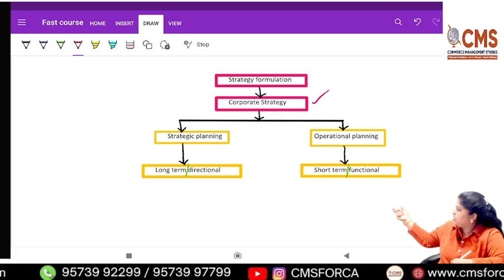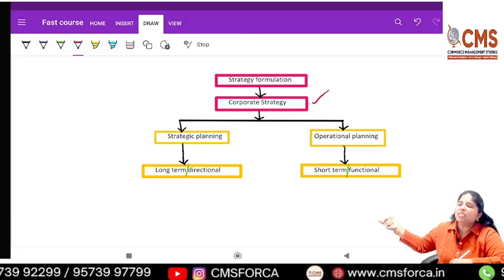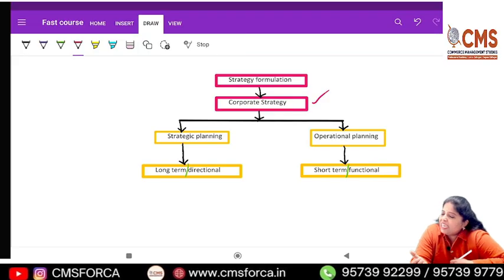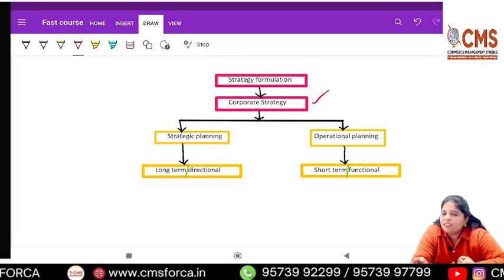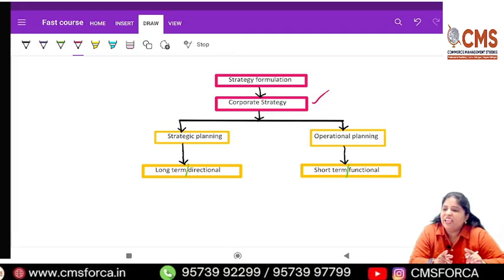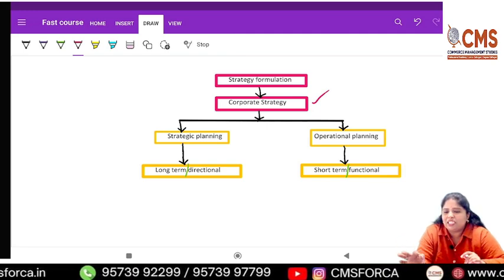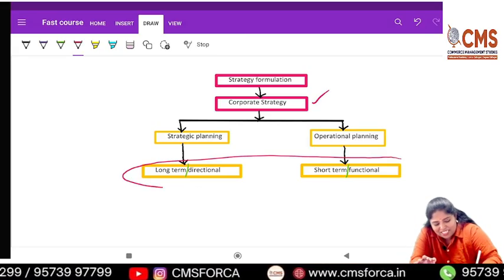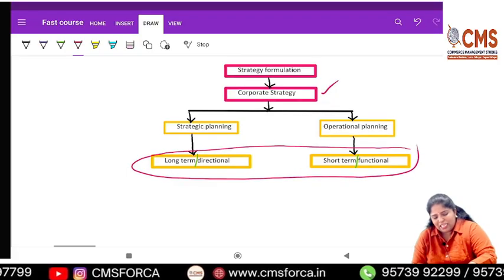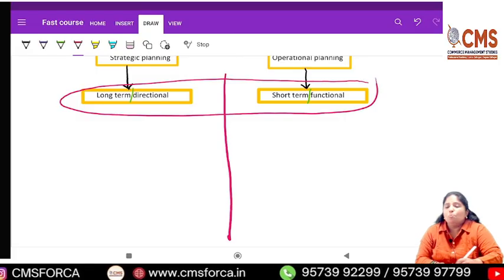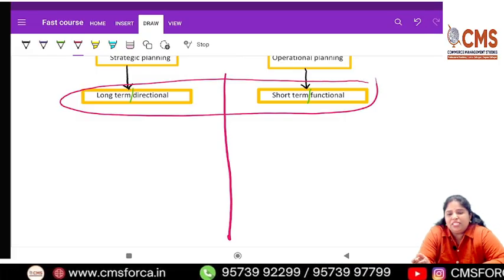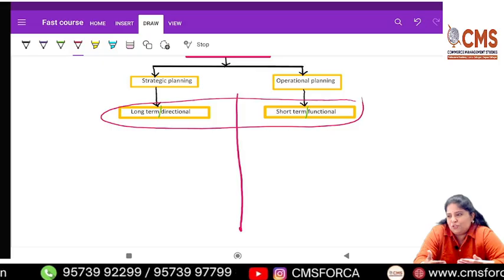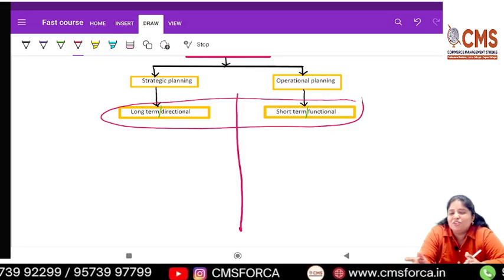I gave a quick statement there which states the primary distinction between strategic planning and operational planning. Strategic planning is long-term and directional, whereas operational planning is short-term and functional. Not to ignore mentioning this. And let's proceed further, giving more points of comparison between strategic planning and operational planning. Now, let me go on asking a few questions. I'm expecting answers from you. If not, I'm here to take care.